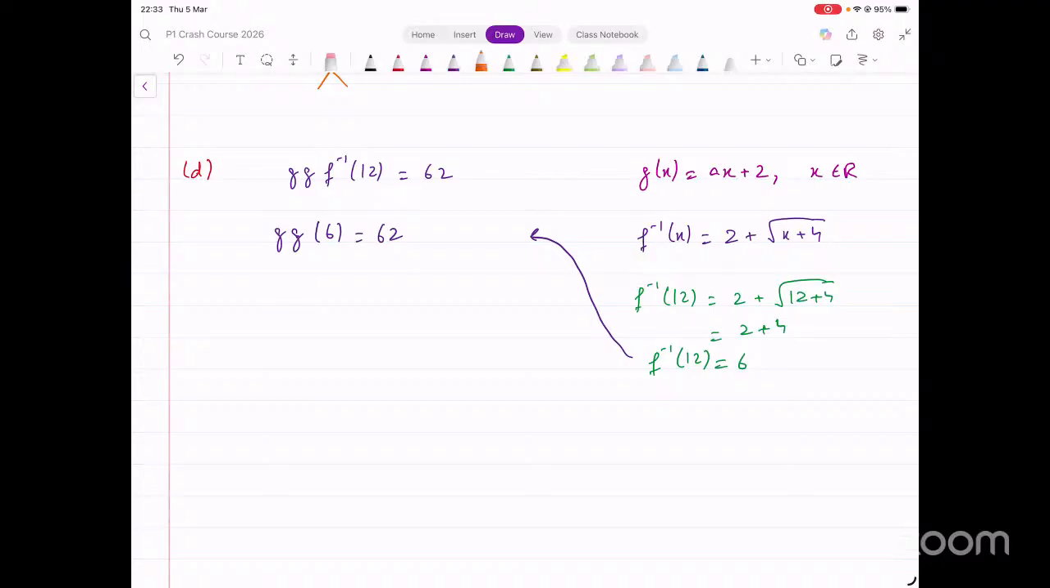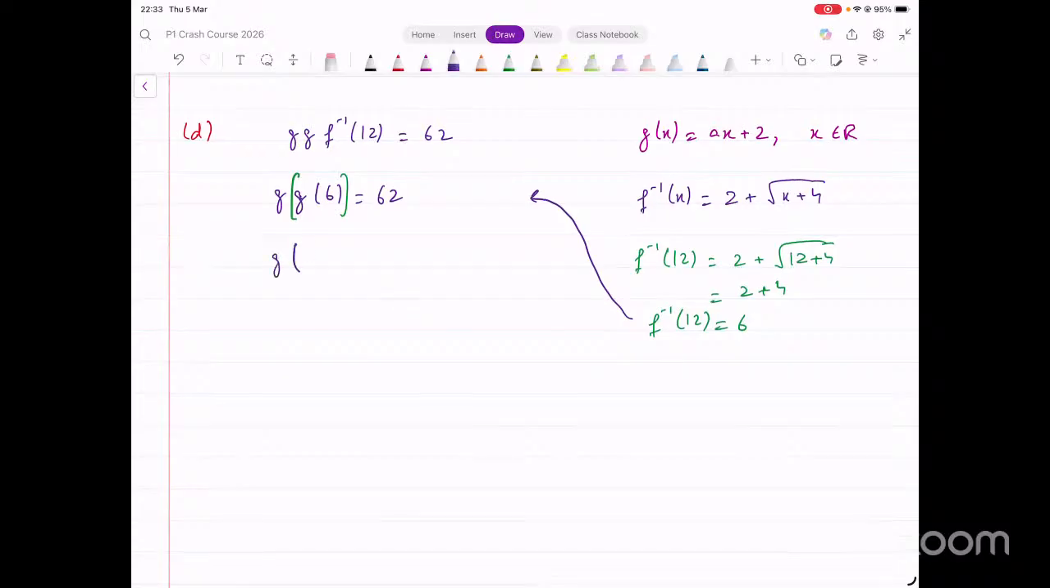Okay, now let's evaluate this. We introduce another bracket here. To simplify this, we can now say g of x. Let's evaluate g of x. What would that be? Input 6 in place of x there, and that will become 6a plus 2, that equals 62. And now g of 6a plus 2: input 6a plus 2 in place of x. And that becomes a into 6a plus 2, plus 2 outside as well, equals 62. And that's the equation that you can now solve.